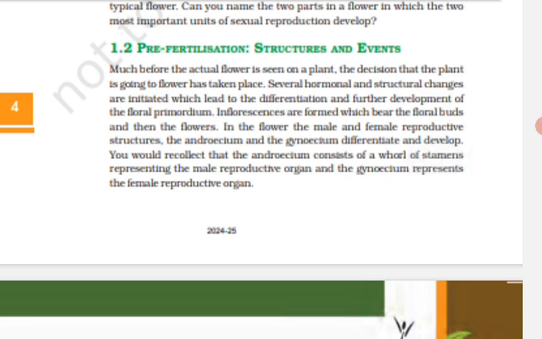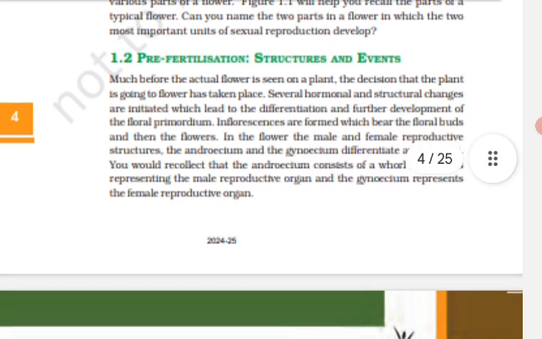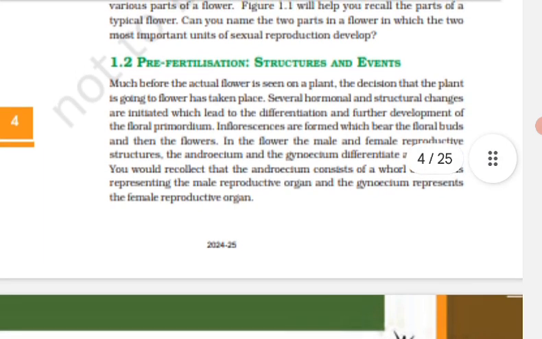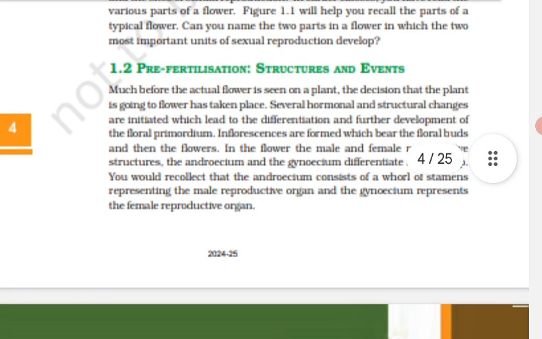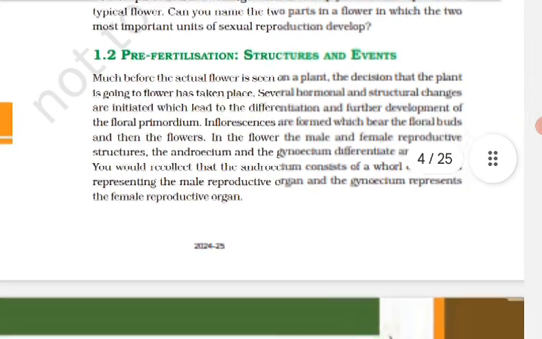दे सकते हो क्या नाम? Can you name the 2 parts in the flower in which the 2 most important units of sexual reproduction develop? कौन से वो पार्ट है? एंड्रोशियम और गाइनोशियम. ठीक है.